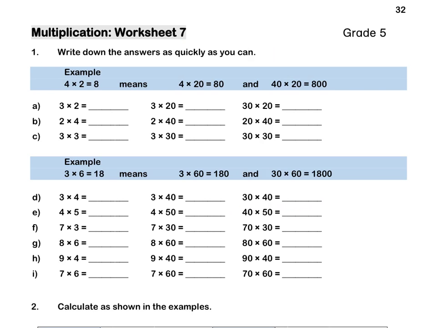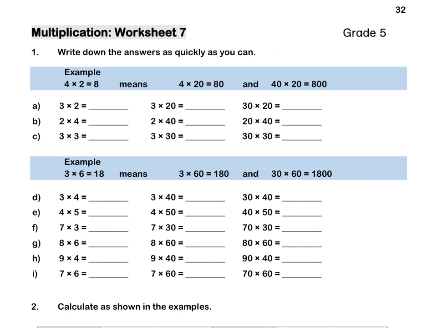Worksheet 7. This is only grade 5 work in term 1. Question 1. 4 times 2 is 8. 4 times 20 is 80. And 40 times 20 is 800, because 4 times 2 is 8, times another 10 times another 10. Pause this video to complete up to question C.